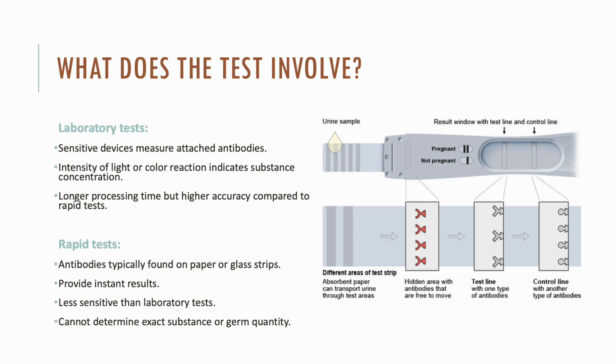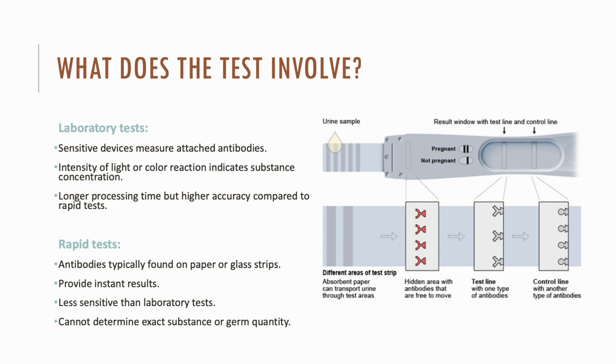So what does the test involve? That depends on whether it is a laboratory test or a rapid test. For laboratory tests, sensitive devices measure how many antibodies become attached. The intensity of the light or color reaction shows how much of the particular substance was found in the test. Laboratory tests take longer than rapid tests, but they are also more accurate.